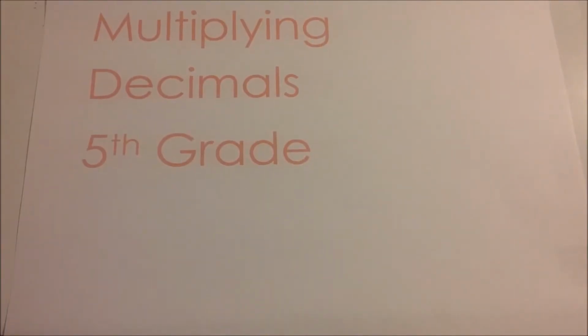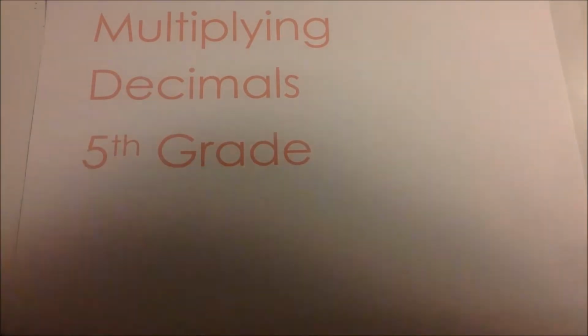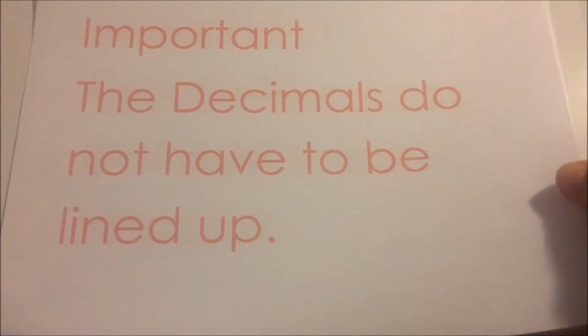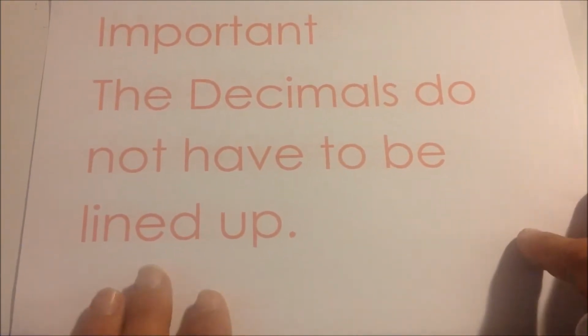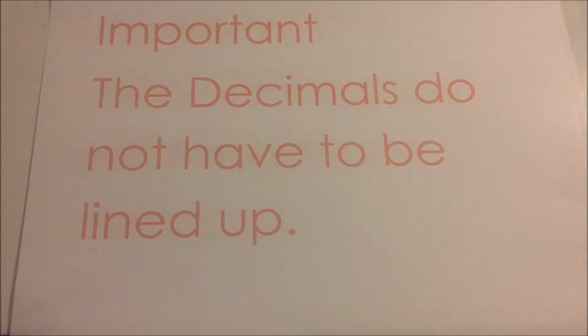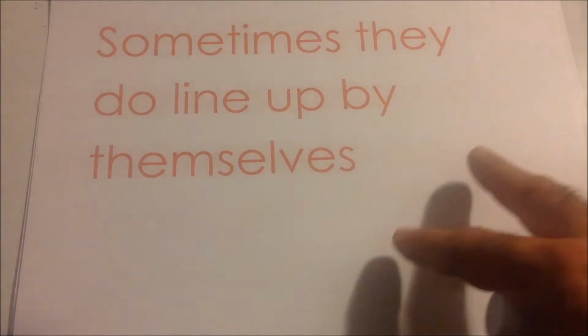Okay, here's our video on multiplying decimals. It's very important when we multiply decimals: unlike adding and subtracting, we don't have to line the decimals up. So the decimals do not have to be lined up. Sometimes they just line up by themselves, so just keep that in mind.